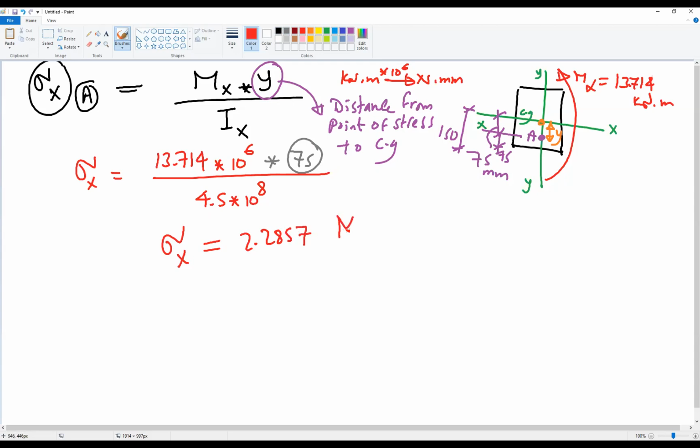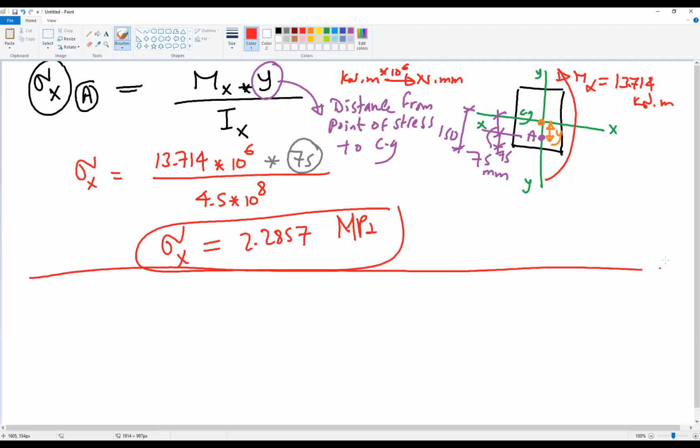So finally, sigma x is 2.2857 MPa. And now we have sigma x and tau xy. The final step, or the final stage, in our problem is the principal stresses.